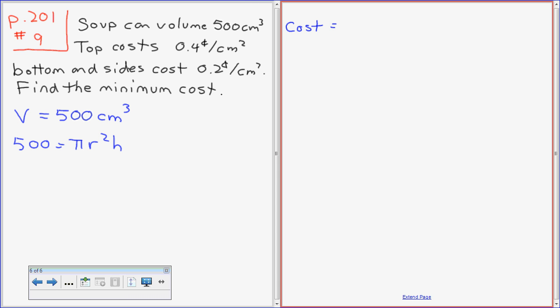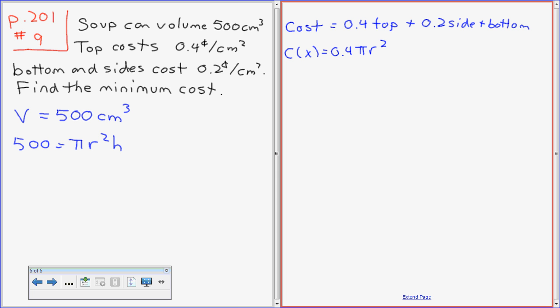We've got to get an equation for cost, and we're going to deal with surface area. It says the top is 0.4 cents per centimeter squared. What's the surface area of the top of a can of soup going to be? Pi r squared. So it's 0.4 for the top plus 0.2 for the side and bottom. My cost, which I'll call C of x, equals 0.4 pi r squared. Hopefully we should have no problem with that.